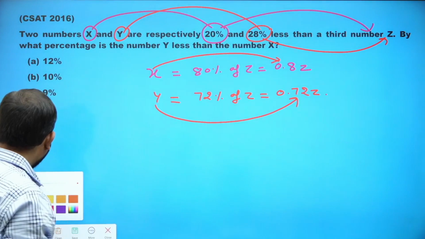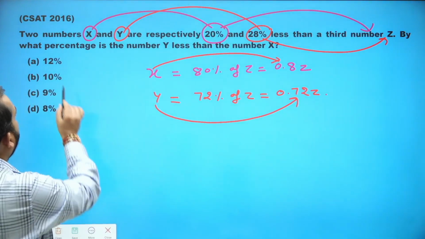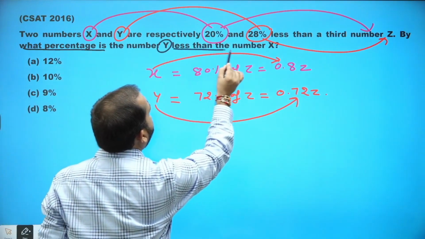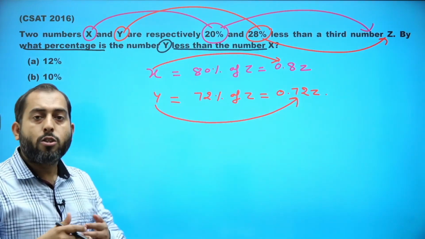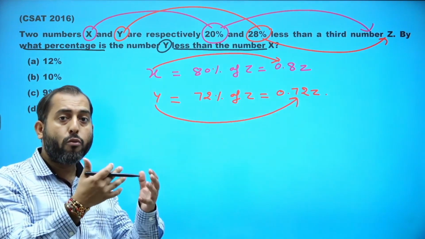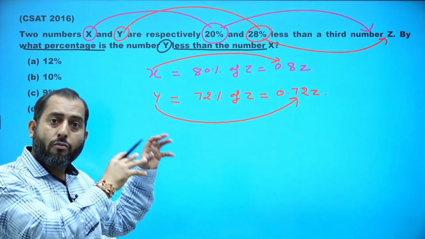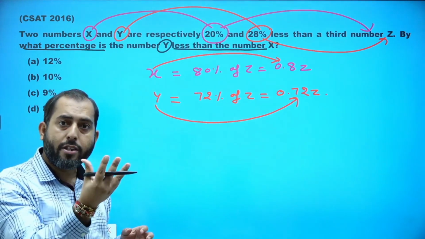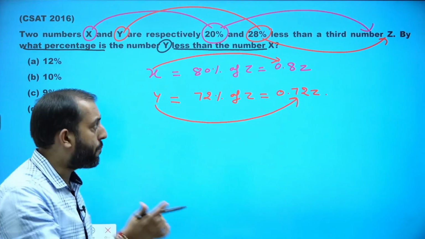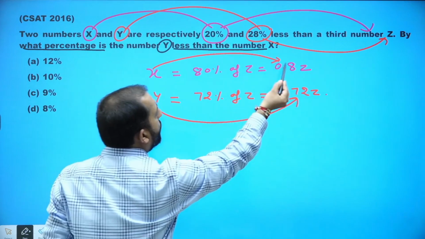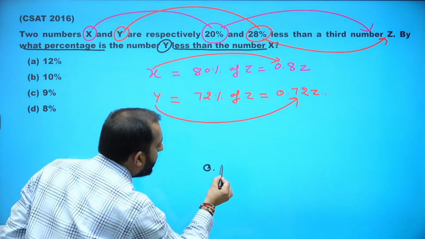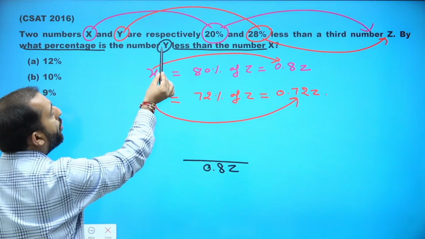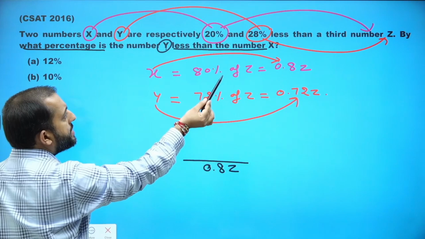Now the next statement says what percentage the number y is less than the number x. So in the last statement we want to find out how much y is less as compared to x. So x is our reference value, x is our base value. Value of x is 0.8 z, so we will write down 0.8 z in the denominator, and we want to find out y is how much less than x.